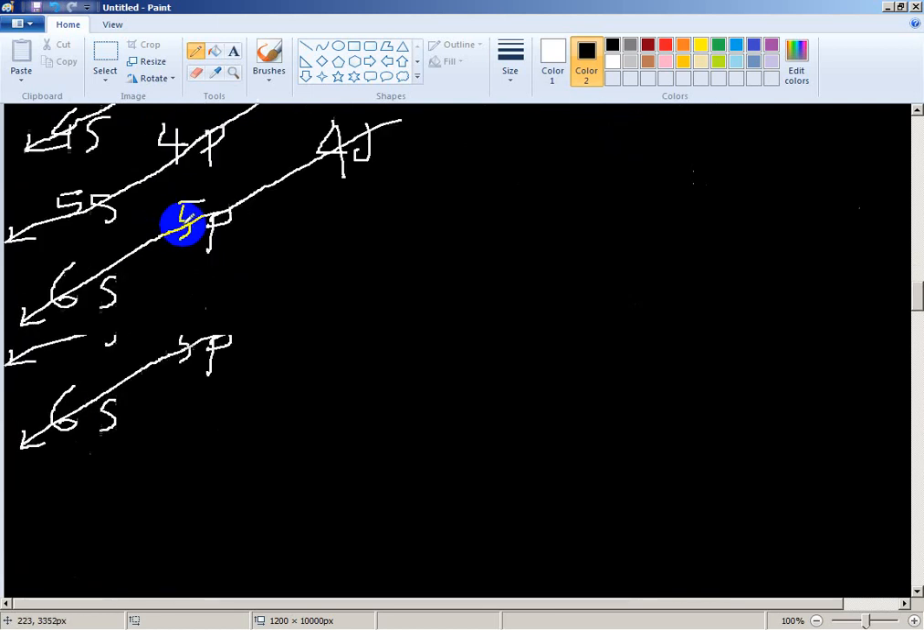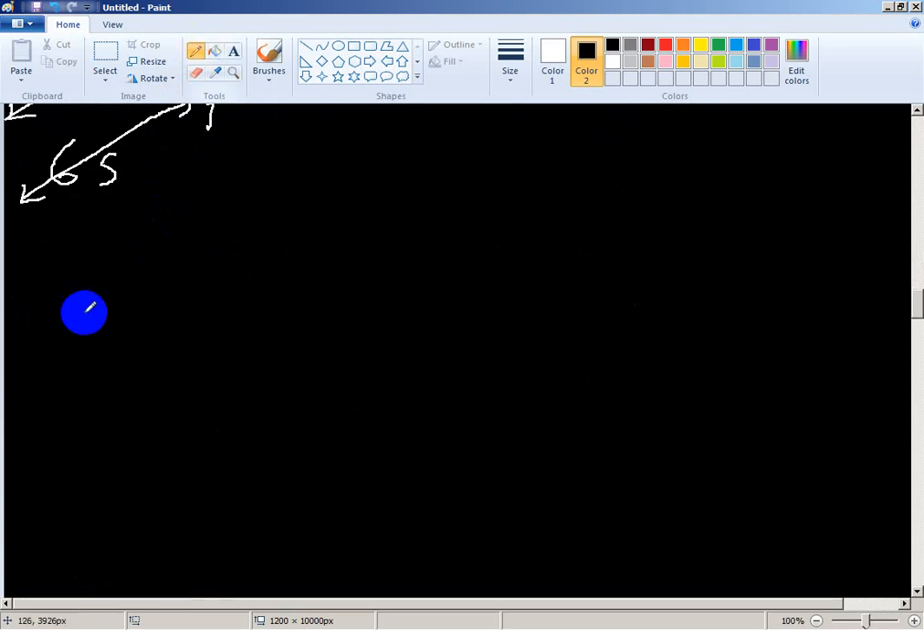Now I am writing the electronic configuration of sodium.